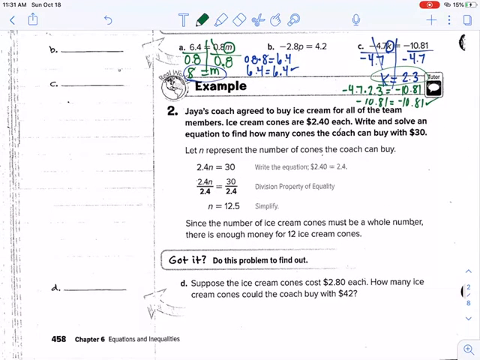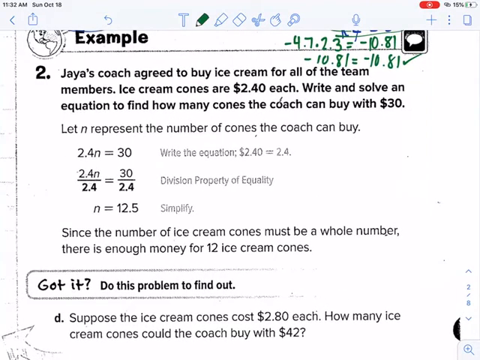All right, it's always good to look at your word problems to see where you can apply this knowledge. So Jay, as coach, agreed to buy ice cream for all the team members. Ice cream cones are $2.40 each. Write and solve an equation to find how many cones the coach can buy with $30. So if they're $2.40 each, N is going to represent the number of cones, and we know that he can buy $30 worth. So you do 30 divided by $2.40. 12.5 cones. We don't want half a cone because ice cream would be everywhere. So we're going to go with 12 cones.